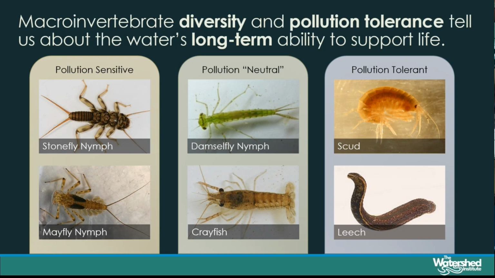So on that scale from 0 to 10, these would be kind of in your 4 to 6 range. Yeah, they can handle a little bit of pollution, but when it gets real bad, then these guys will start to die off. And they include things like your dragonflies, your damselflies, and your crayfish. Now, on the other end of the spectrum, we have our very tolerant macroinvertebrates. These are kind of at the highest end of our pollution tolerance scale, anywhere from 8 to 10. They can live anywhere. These are things like scuds and worms and leeches.